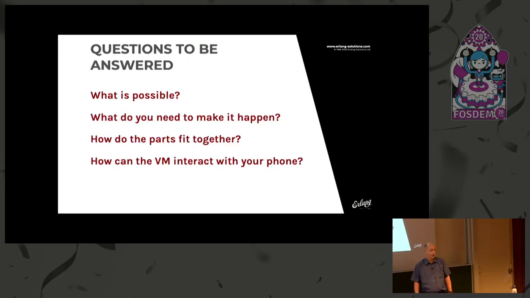What do you need to make it happen? What are the building blocks that you can use? How do these parts fit together? I'm talking about the Erlang part, the Beam part, but also the Android part. And last but not least, how can we ensure the communication between the phone and the Erlang VM?